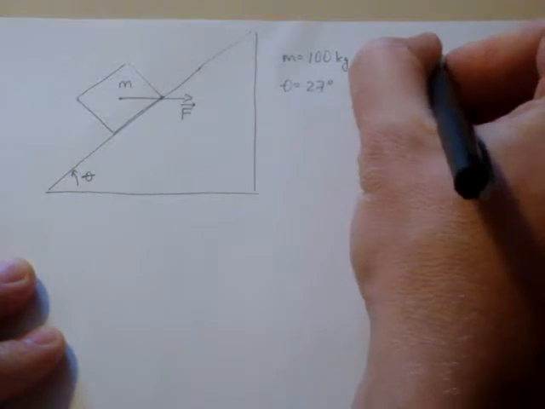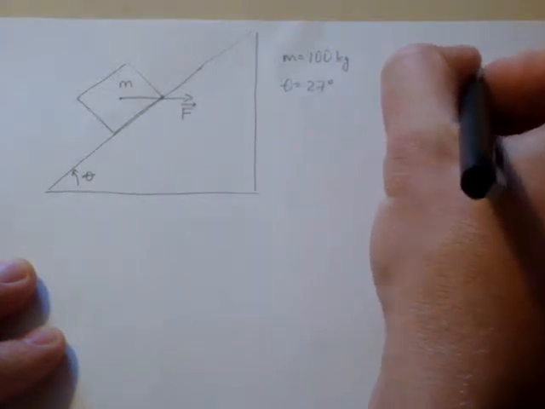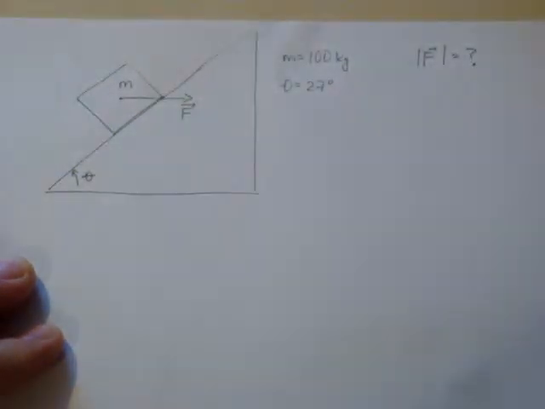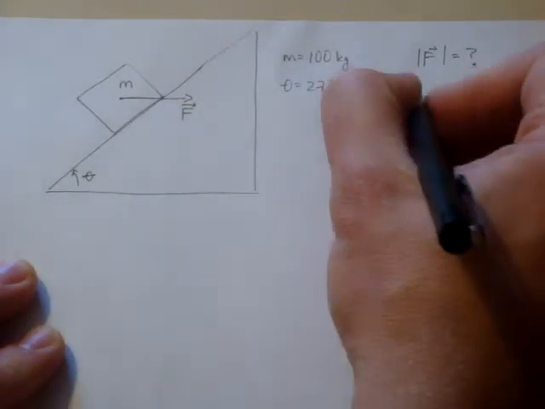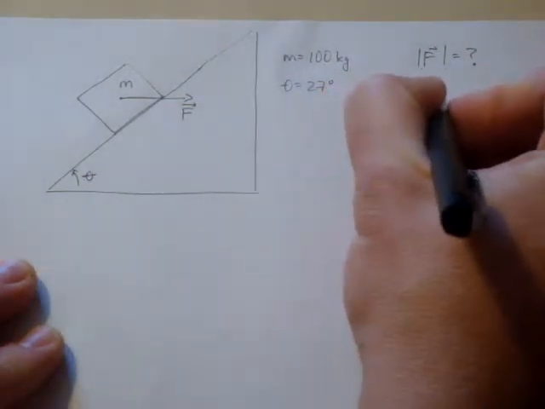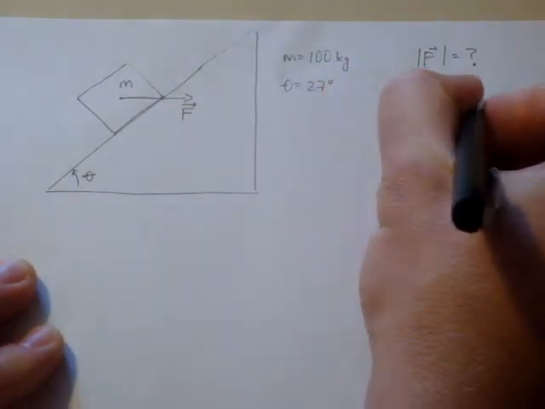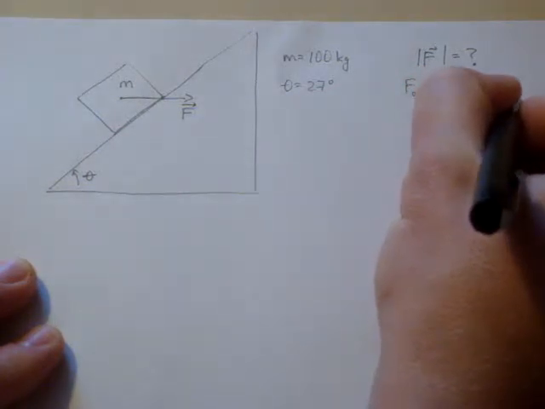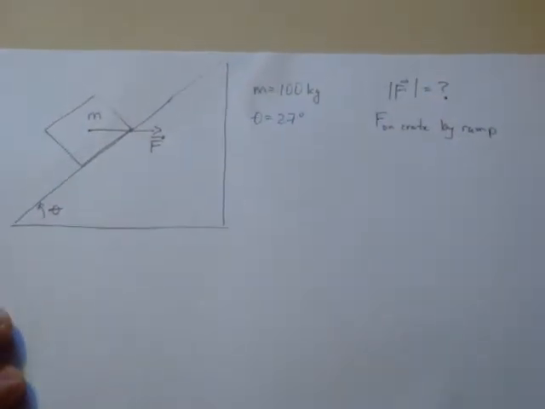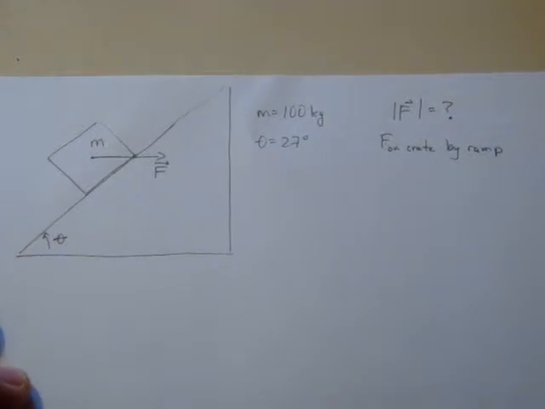So what's the magnitude of F? And it also asks us to determine the magnitude of the force on the crate from the ramp. So the force on the crate by the ramp. All right, those are the things that we're going to be looking for in this problem.